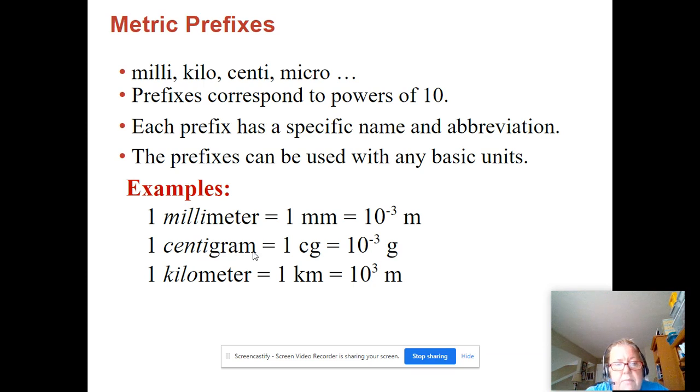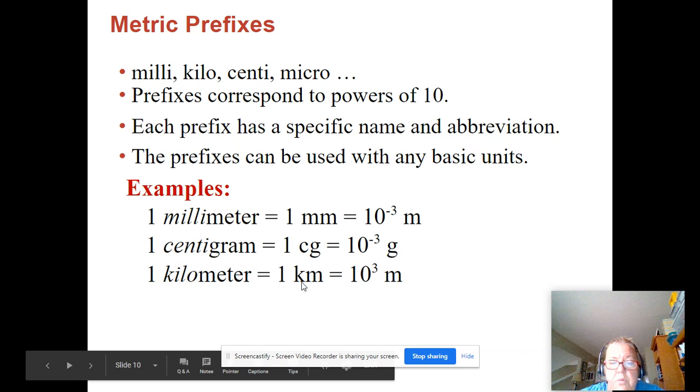1 centigram is also written as 1 cg, which is 10 to the negative 3 grams. And then 1 kilogram, kilo means 1,000 or 10 to the third. So you can write it as 1 kilometer or 10 to the third meters.